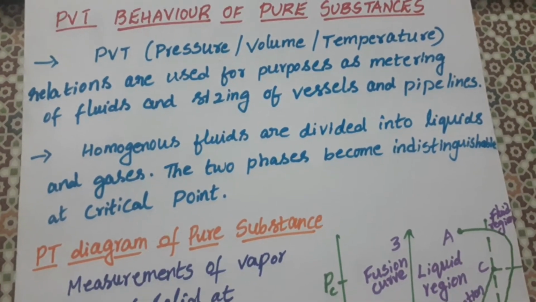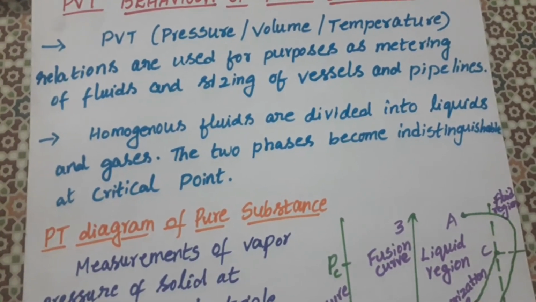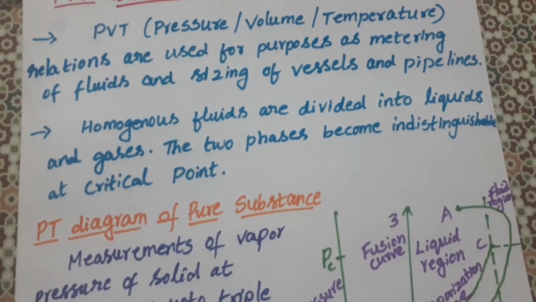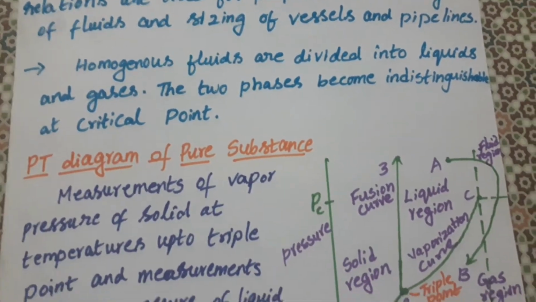These homogeneous fluids are divided into liquids and gases. But the two phases become indistinguishable at a point which is called the critical point. So first, we study the pressure-temperature relationship.